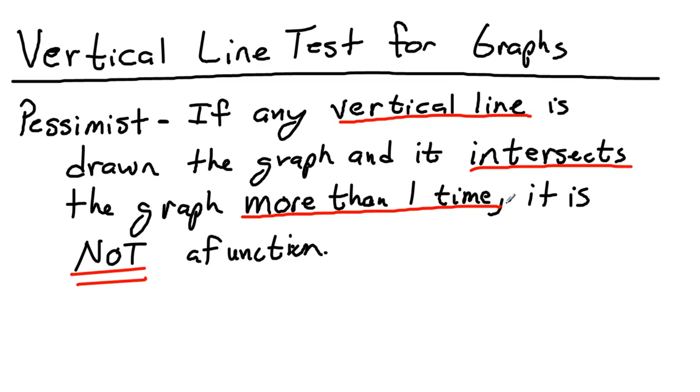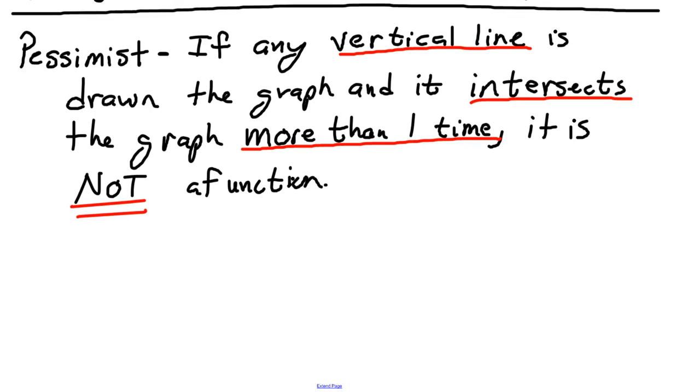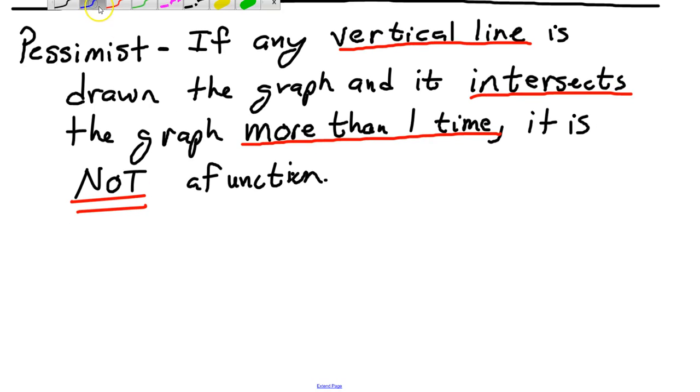And that basically ties in with the x values part of it. We'll show you that in a second: if you have the same x value that shows up two or more times, if it repeats, it's not a function. The vertical line test is basically just an easy way to check that. Now, if you're an optimist, you want to look at the good side of it.